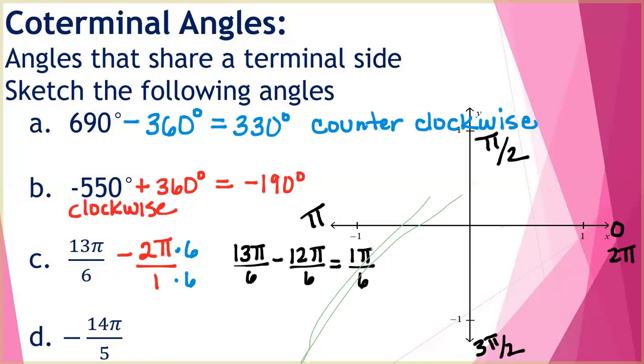So we need to figure out, if you take 1 and divide it by 6, where does that fall? We know it's greater than 0, but is it more than 0.5? So 1 divided by 6 is approximately 0.17. So that tells me that it's somewhere in the first quadrant. So this is my initial side, and pi over 6 is going to be somewhere here. That would be my angle.